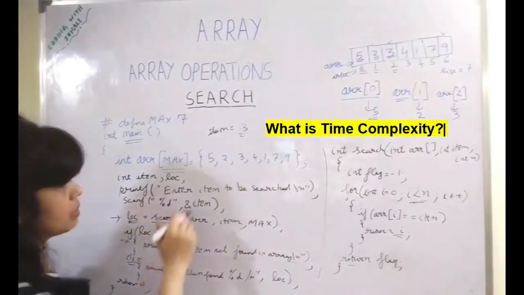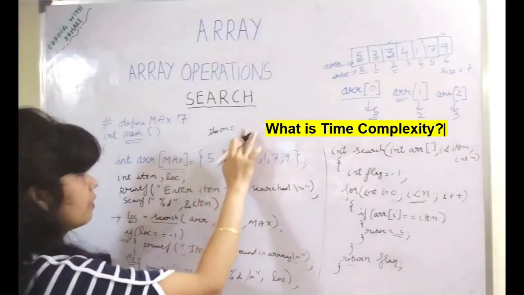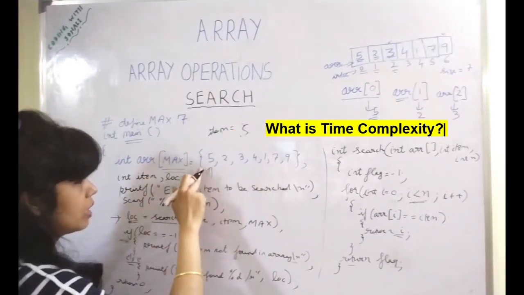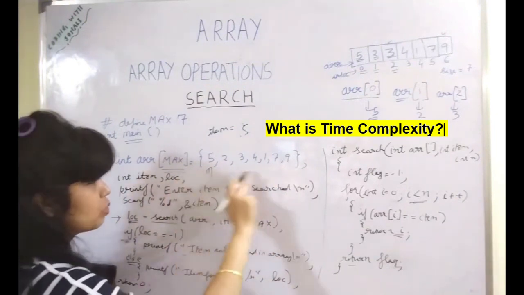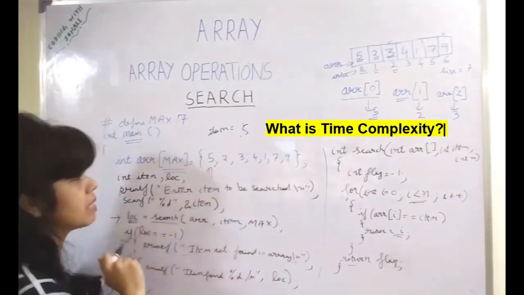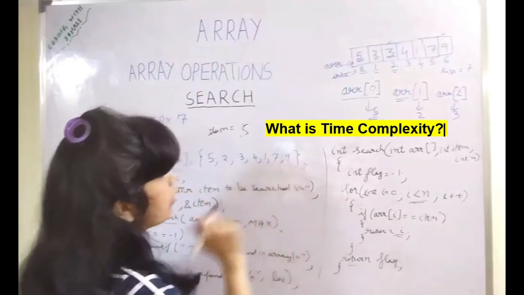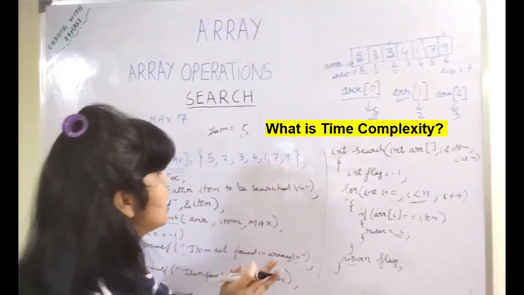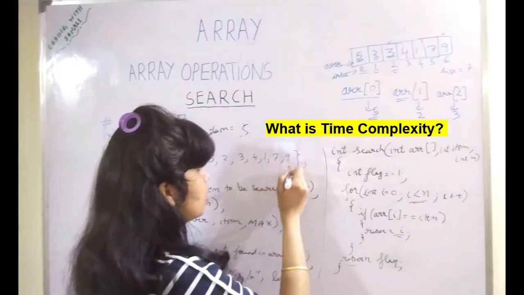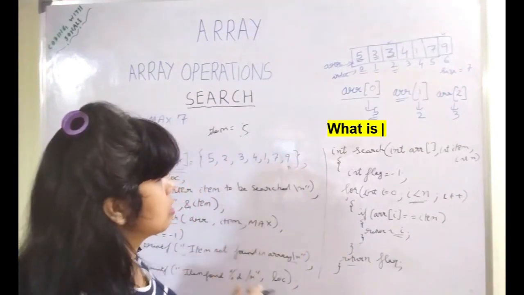The best case is if the item is found at the beginning, for example if the user gives 5. If you find the element at the beginning, you don't need to traverse the entire array. So this is the best case, and the worst case is when you don't find the item, or you find the item at the end. So this is how this will work.